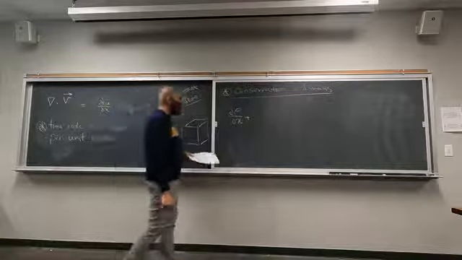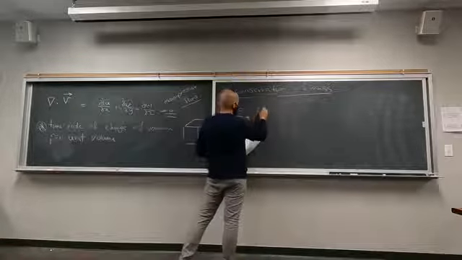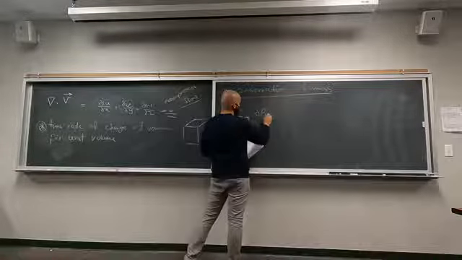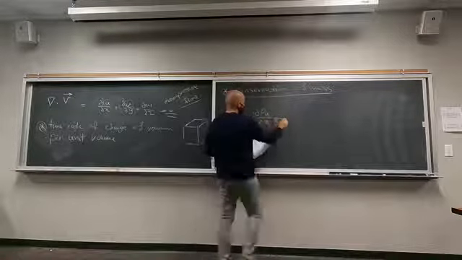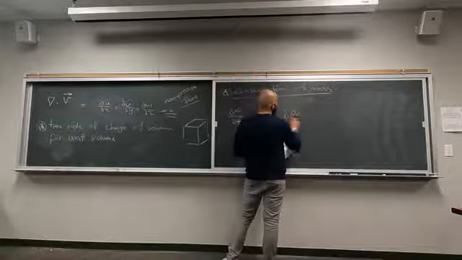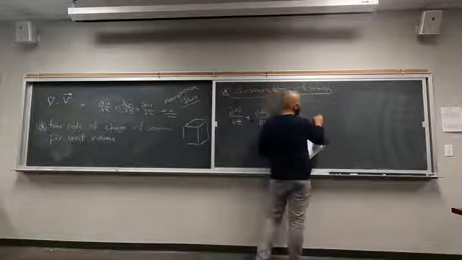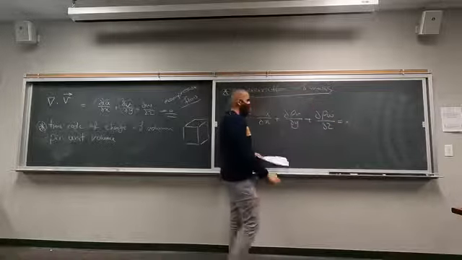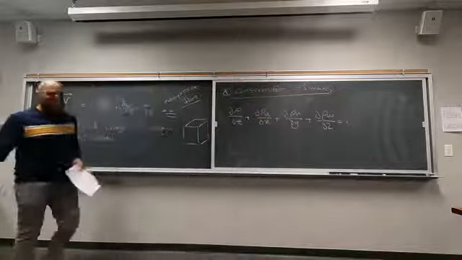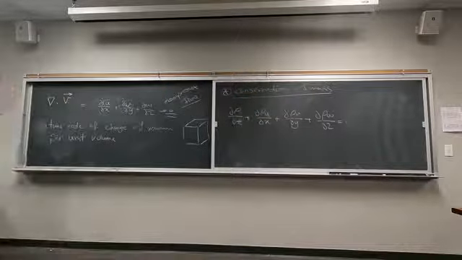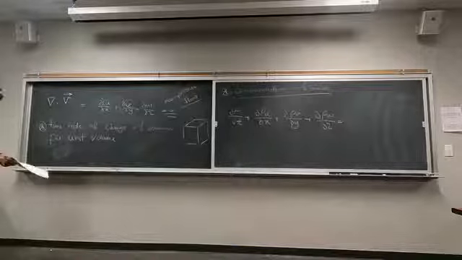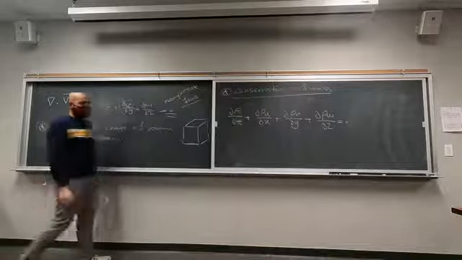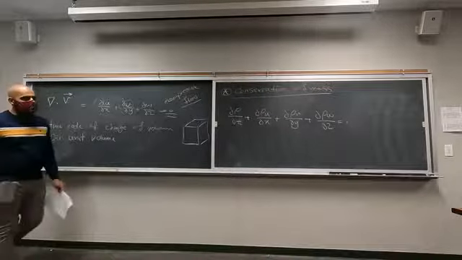Partial rho, partial t, sorry. Partial rho u, partial x, plus partial rho v, partial y, plus partial rho w, partial z has to be equal to 0. And it is not that hard to get to this equation. If you write the conservation of mass in all of these directions, you will eventually get to this.